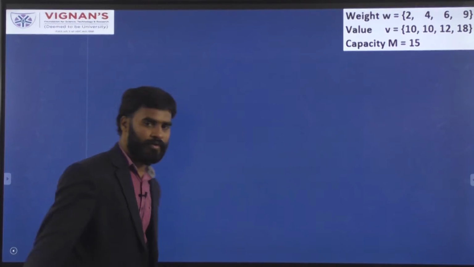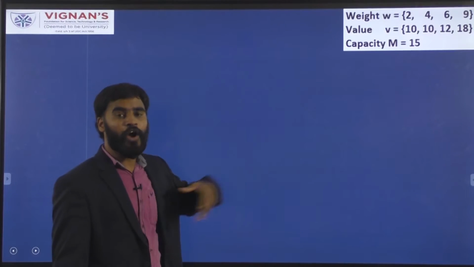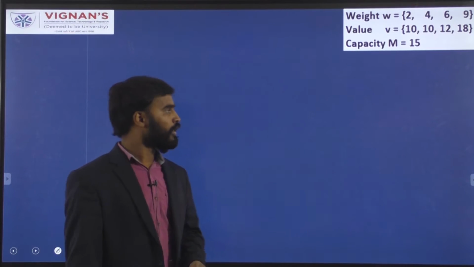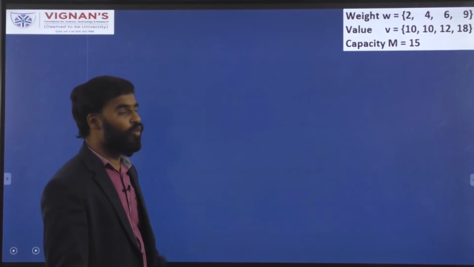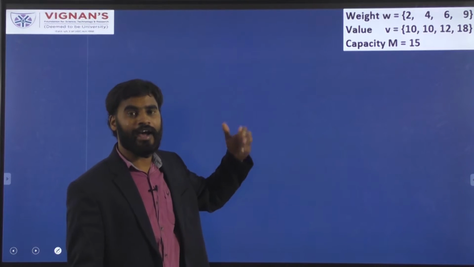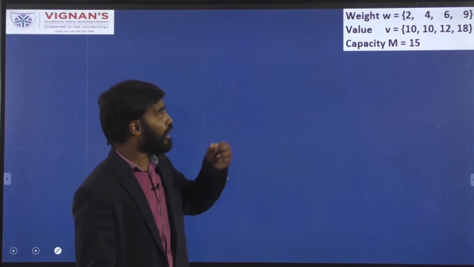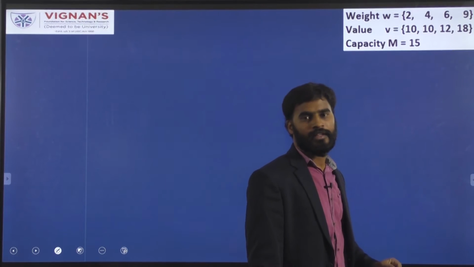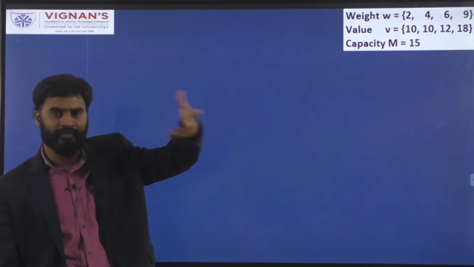So this is an example problem. We have to construct a state space tree and find an optimal solution for this given problem. There are 4 items available whose weights are 2, 4, 6, 9, and the values of the items are 10, 10, 12, 18. The value of the first item is 10, the second item is 10, the third item is 12, the fourth item is 18. The capacity of the knapsack bag is 15.